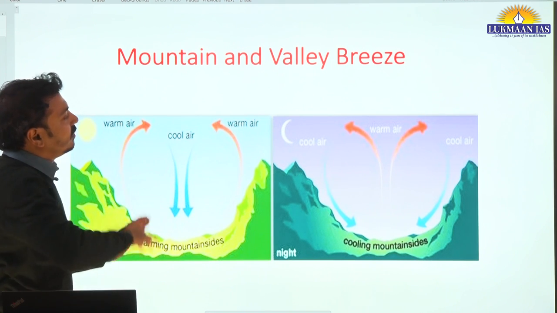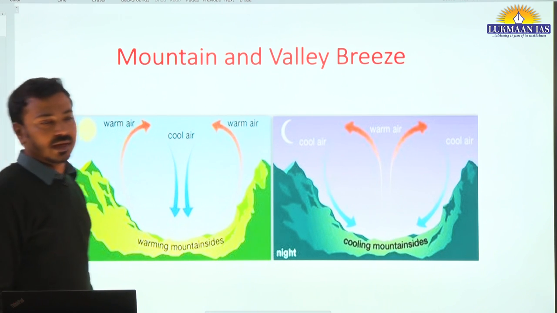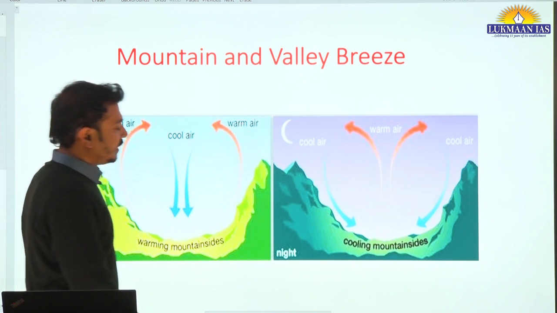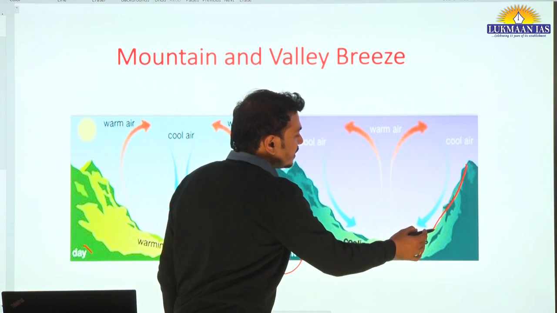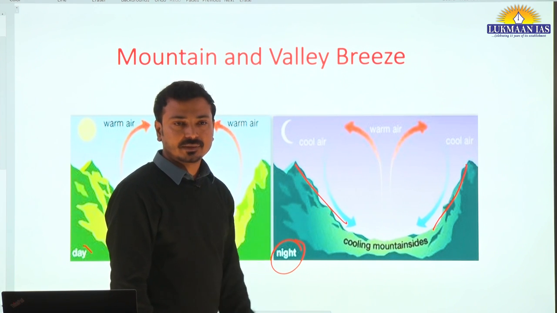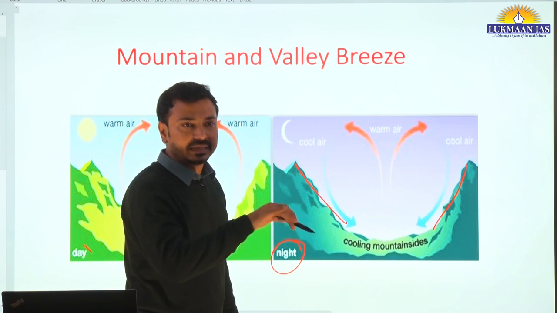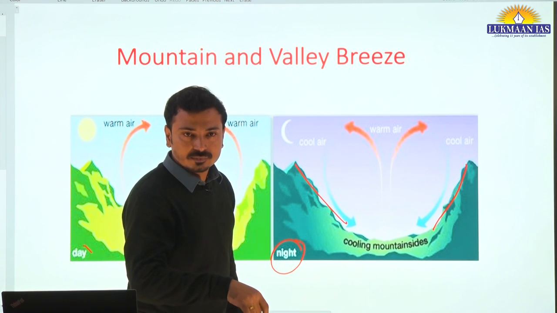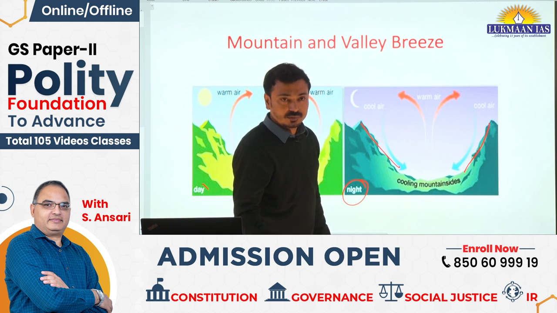In a similar manner, one more periodic wind is mountain and valley breeze. Okay, mountain and valley breeze. Let's understand that. First of all I will explain during night time. During night time the extensive surface of the mountain slope leads to loss of excessive heat. So these surfaces are becoming much cooler. The wind which is in contact with that surface is getting cooler and heavier. Under its own weight it starts to flow.